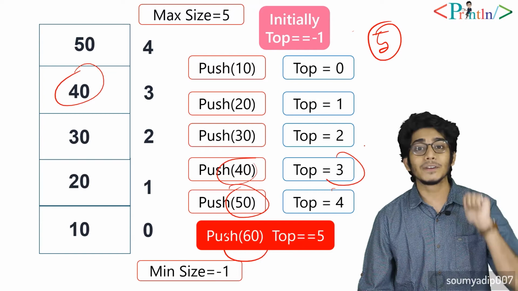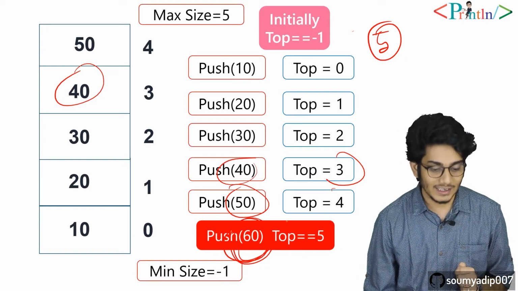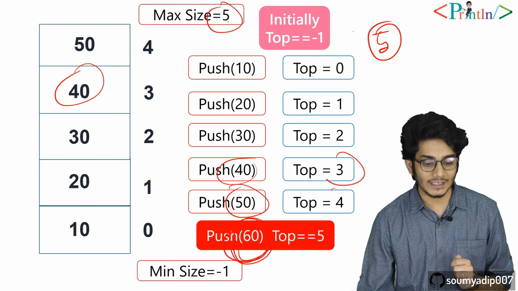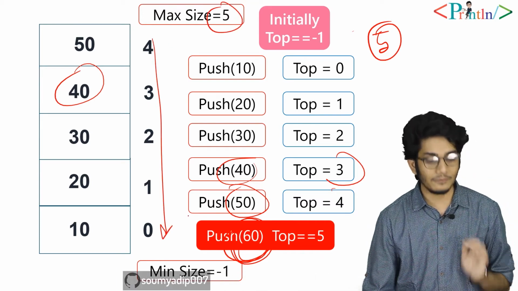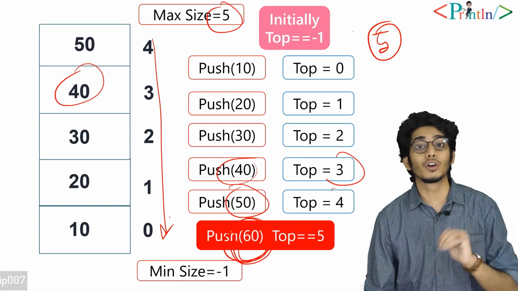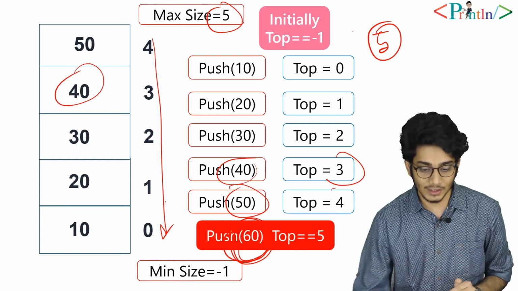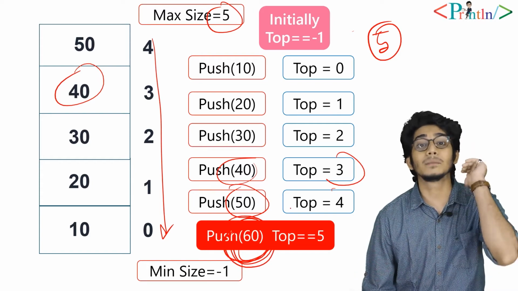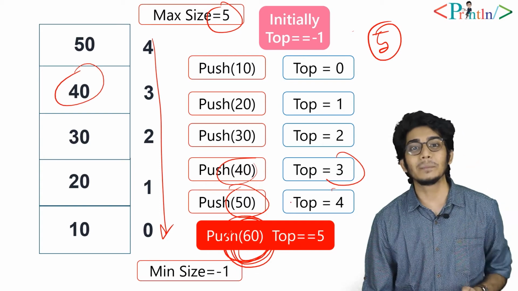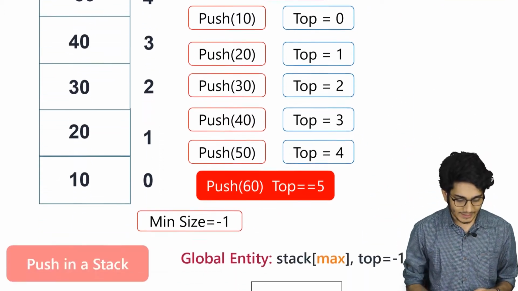So the answer is we cannot insert 60 into our stack because, what is the size of the stack? The size of the stack is 5. So we have inserted 5 values. So we can't go beyond that. So I think this portion is clear, how the push function works. If we are trying to insert this 60 into our stack, then the condition will be overflow. So I think these portions are clear. Let me move into the next slide.